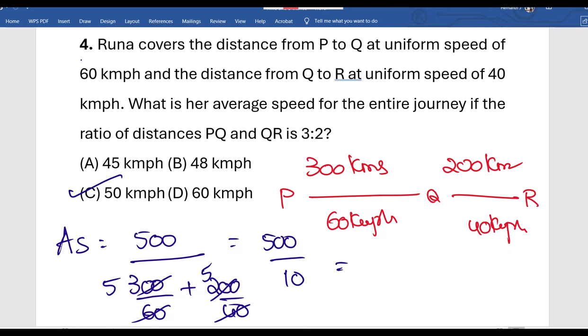For this, using a lot of formulas is a waste of time. Kindly don't inject a lot of formulas into your mind. Speed is distance by time. Average speed is total distance divided by total time. That's it.